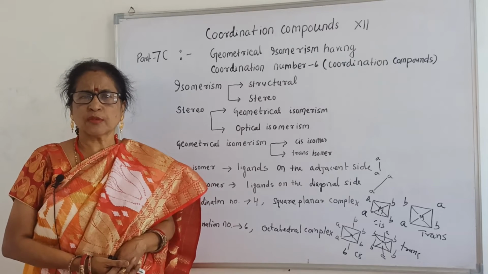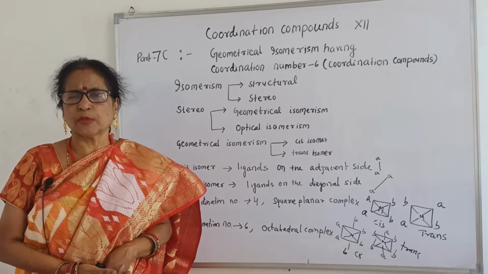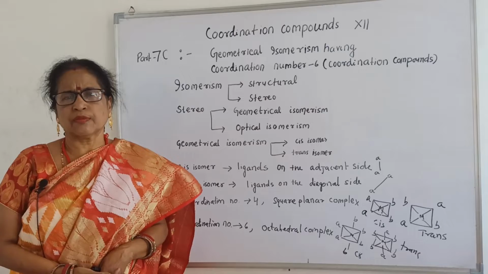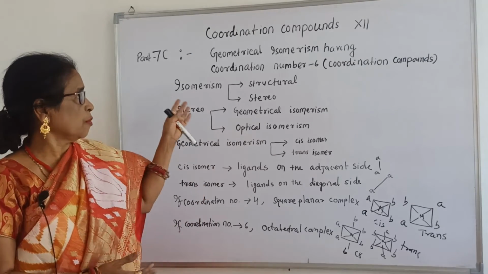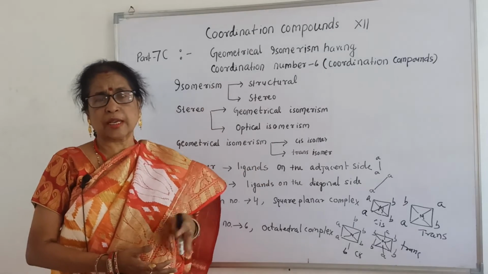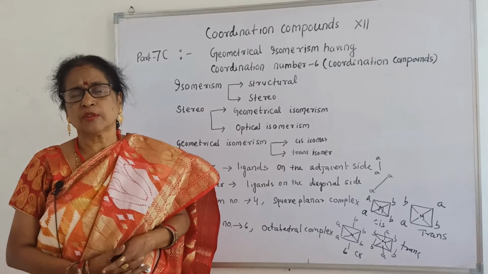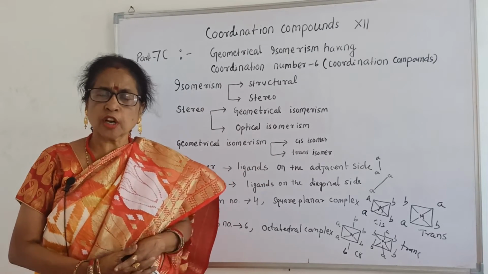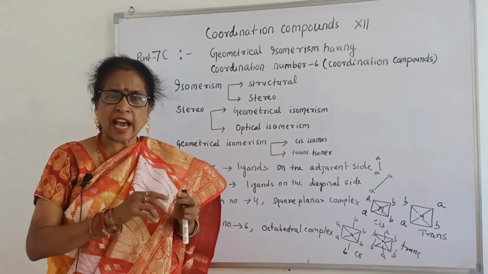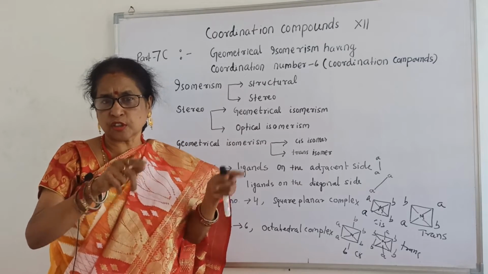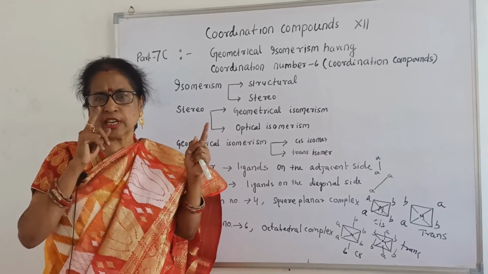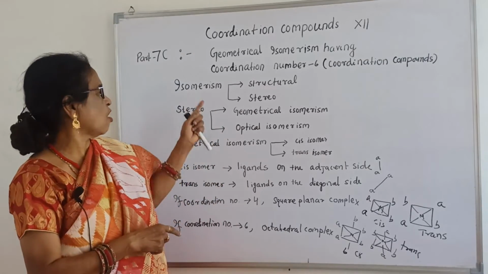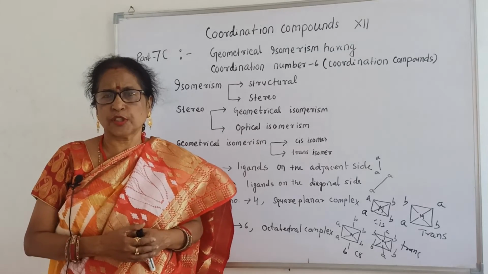Isomerism is of two types. Isomerism means same molecular formula but different arrangement of atoms. One is structural, the other one is stereo. Structural isomerism means the arrangement of atoms in the structure is different. If the arrangement of atoms in the structure is different, then it is called structural isomerism.